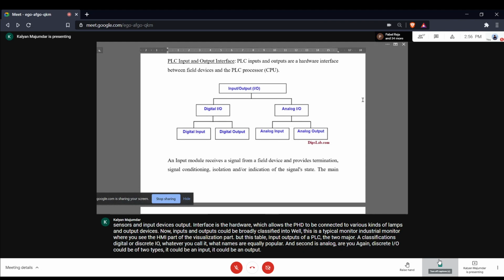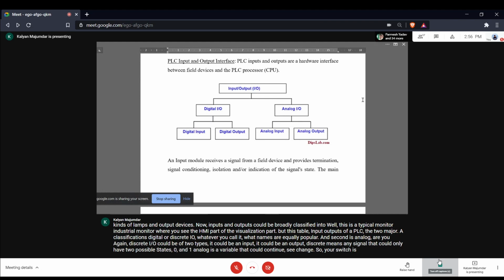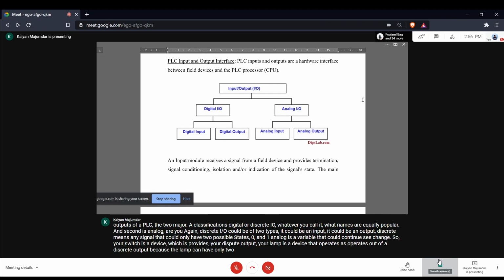Discrete means any signal that could only have two possible states, 0 and 1. Analog is a variable that could continuously change. So your switch is a device which provides a discrete output. Your lamp is a device that operates out of a discrete output, because a lamp can have only two states, a switch can have only two states, and so on.